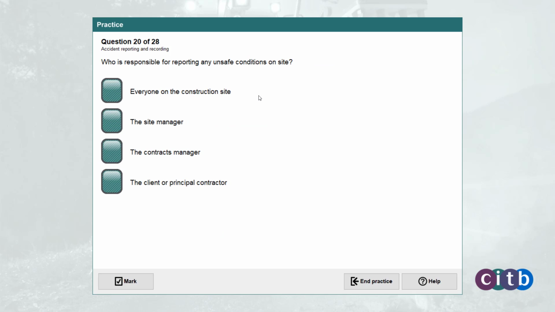Who is responsible for reporting any unsafe conditions on site? Everyone on the construction site. The site manager. The contracts manager. The client or principal contractor.